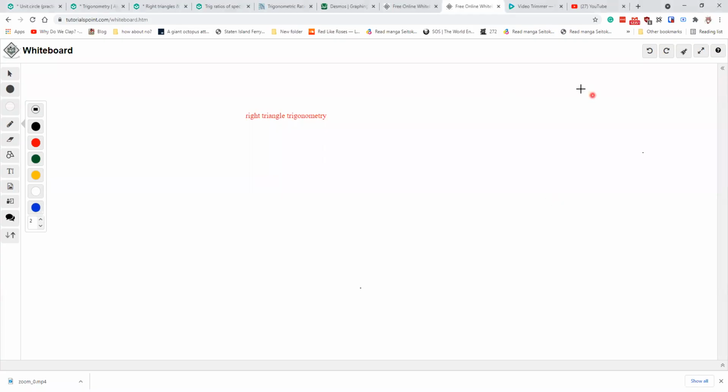Okay, so let's go ahead and do right triangle trigonometry. When we're doing right triangle trigonometry, the first thing we start with is generally a right triangle. So we start with a right triangle, like so.